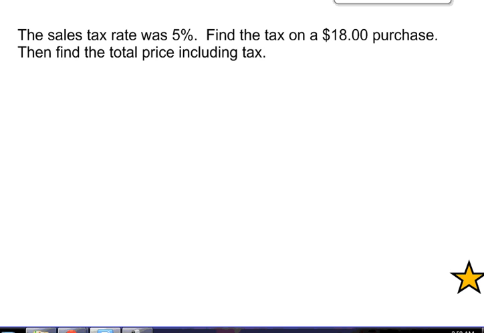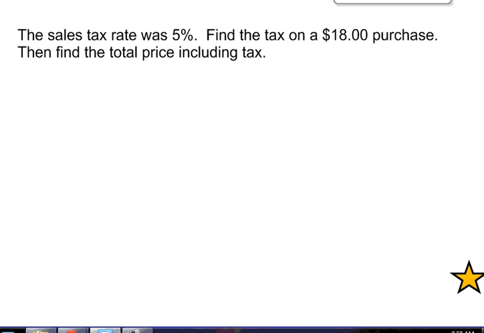The last idea that this principle really applies to has to deal with tax. And we can use tax to help us figure out how much money it's really going to cost to purchase an item. So it says the sales tax was 5%. Find the tax on an $18 purchase. Okay? So we're going to use this idea.